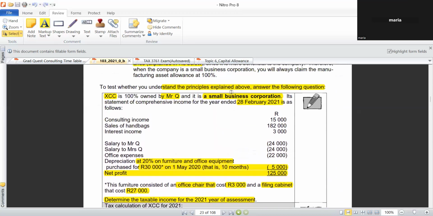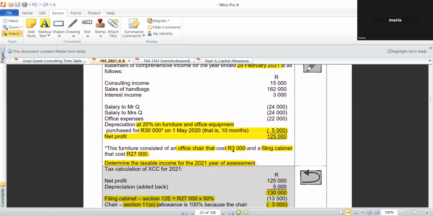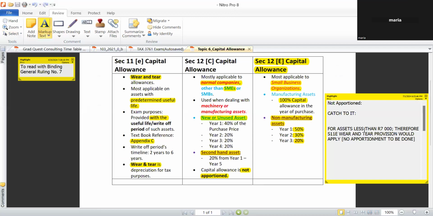Because we were dealing with a small business enterprise as the taxpayer, the value of this office chair is less than 7,000 rand. So Section 11E provisions would apply. That's what I was explaining here: for assets less than 7,000 rands, Section 11E wear and tear provisions would apply, and there's no apportionment here. So if the value of that asset is less than 7,000 rands, SARS would give you a full deduction, or let me put it this way, a full capital allowances claim on such assets.